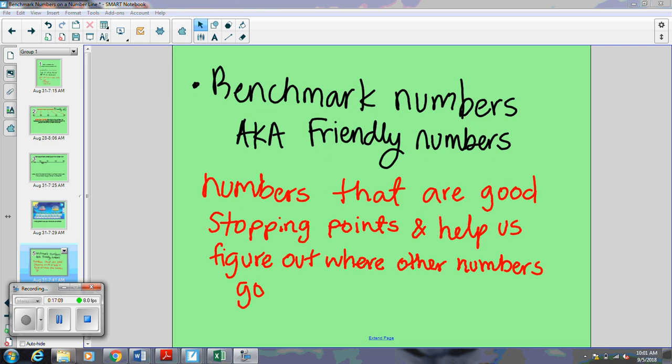We did that today in mental math. Our benchmark number was 10 because 10 makes our brain happy. It's a lot easier to work with 10 than it is to work with a 7. 10 is a great benchmark number. It also helps us figure out where other numbers go on our number line. It was way easier to figure out where 140 went because we had a benchmark number of 150. We could figure out that, oh, it needs to go a little bit less than that. Make sure you have this definition written down.